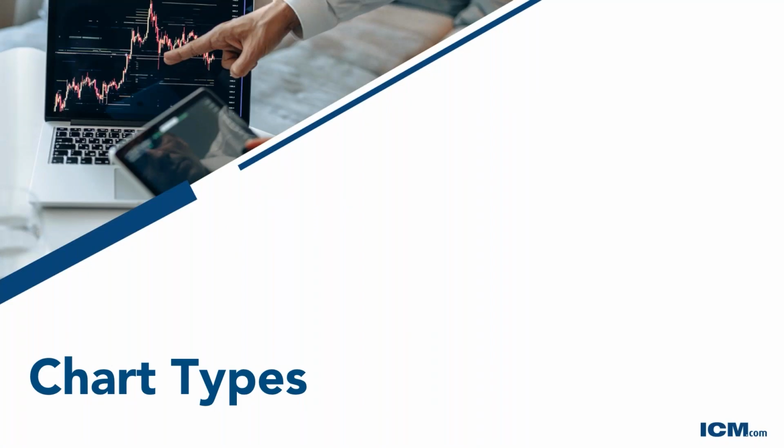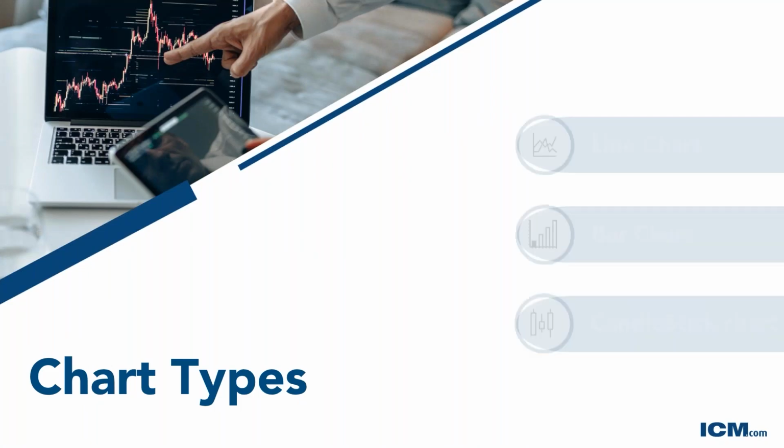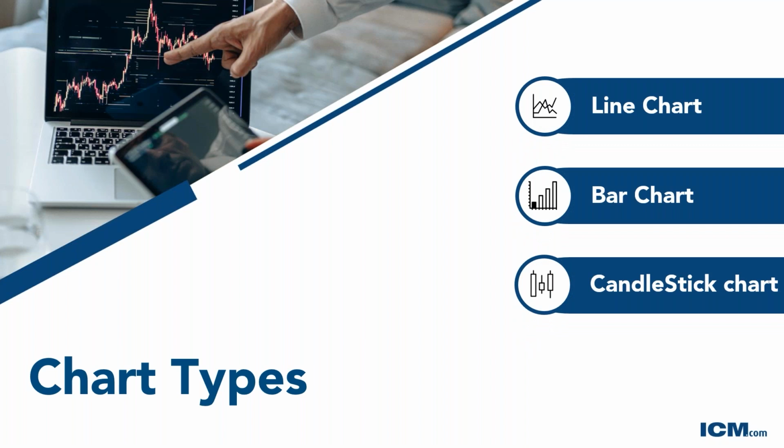Charts, right? So let's move on to the types of charts. I've taken here only the major types. There are five or six types of charts, but usually traders look for the ones that make it easy to identify the trends and easy to read, which are the three types of charts.